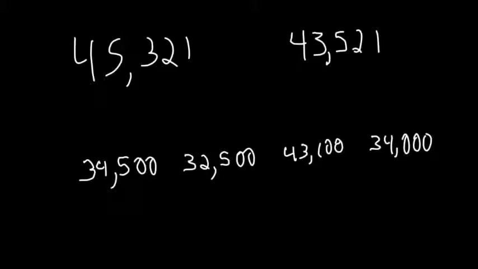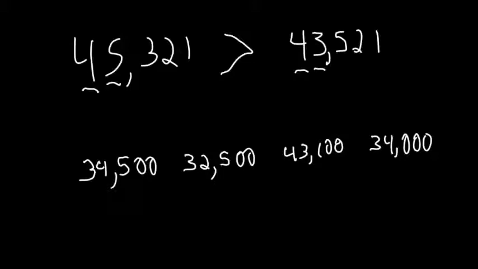Alright, so now we're going to compare some numbers. The first two numbers I have there are 45,321 and 43,521. When you're comparing numbers, you want to start at the largest place value. In this case, we have 10,000s in both of these. If you look at the 10,000s, we have a 4 and a 4. Those are the same. So you go to the next place value, which is the thousands. In the first one we have 5,000, the second one we have 3,000. So the 5,000 is greater than 3,000, so 45,321 is greater than 43,521.